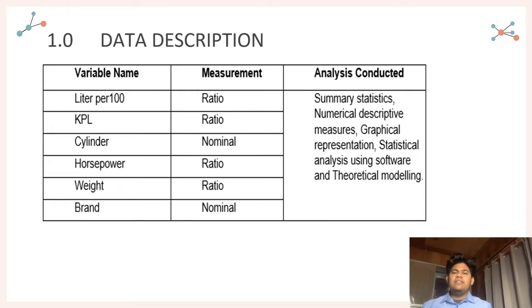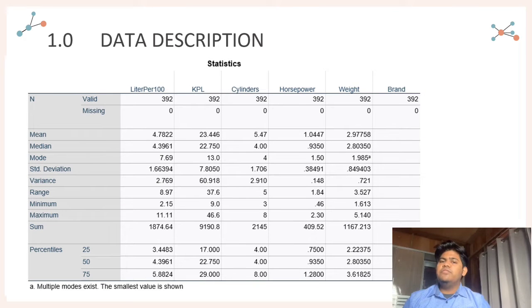The analysis conducted includes summary statistics, numerical descriptive measures, graphical representation, statistical analysis using software, and theoretical modeling. Table 2 displays the 392 data points for the descriptive variable values: liter per 100, KPL, cylinders, horsepower, weight and breadth of car. 150 statistics for each of these are included in the sample data.